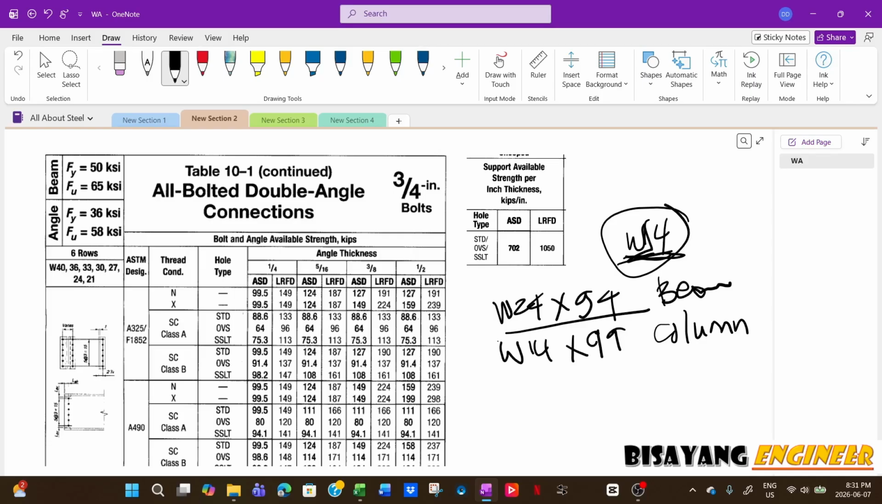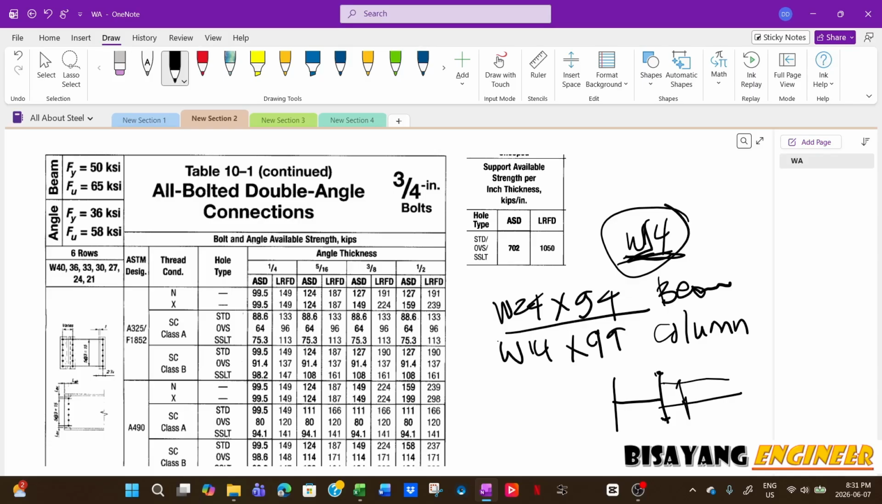So if it's a moment connection, then you will have wider, you know. So if this is your column, and then your beam is right here, you just have to make sure that this column flange is wider than the steel beam. But if it is just pure shear connection, then it doesn't really matter.